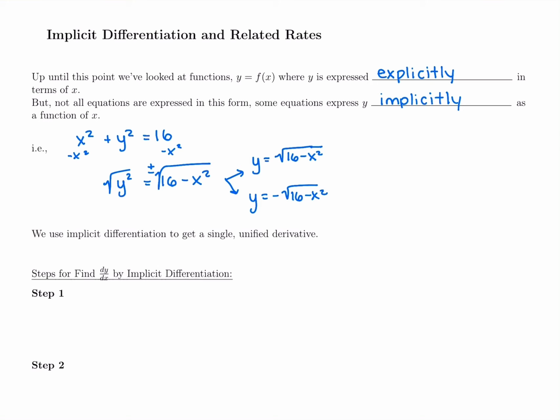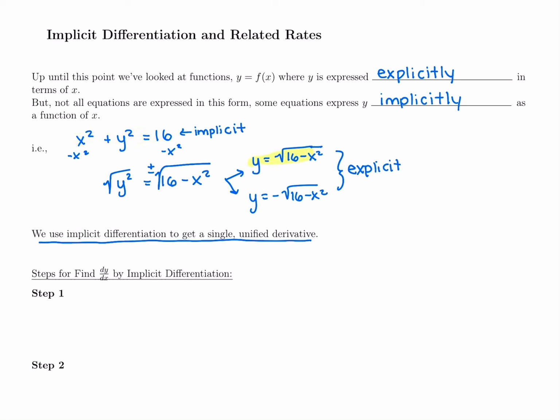Instead of solving for y every time, we're just going to take the derivative of this implicit equation. So this equation is called implicit. It has x's and y's mixed up together versus these are explicit. Y is explicitly in terms of x. And we are going to do some implicit differentiation to get a single unified derivative. Instead of having to take the derivative twice, once of the positive root and once of the negative root, we can just look at this original function here and take the derivative of that.